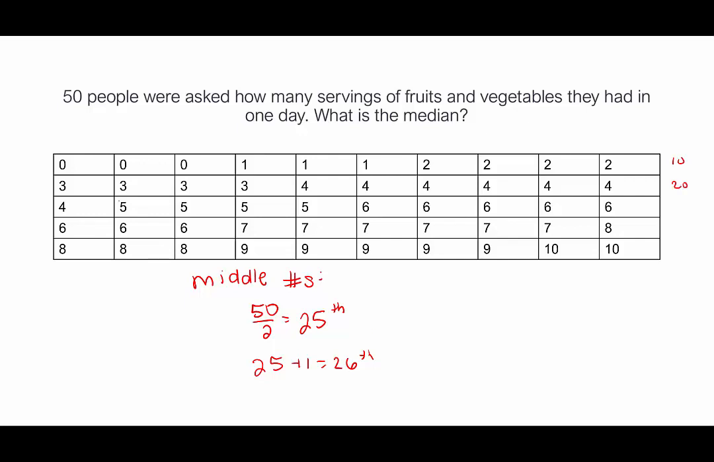This is the 20th, 21, 22, 23, 24. Here's 25, and here's the 26th number. So our 25th number is 5. Our 26th number is 6. We're going to take those, add them together, and divide by 2. So we figure out that the median here is 5.5. So we'll say 5.5 is our median using the formula.